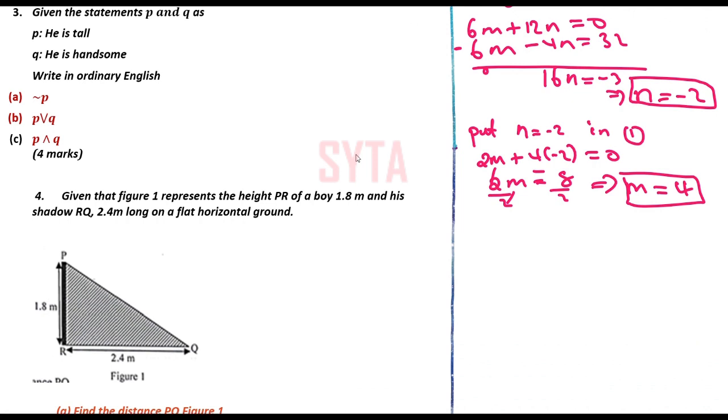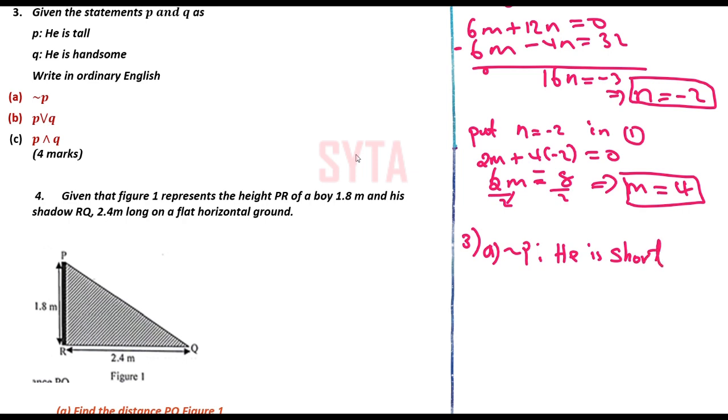We move now to question number 3. Given the statements P and Q as P, he is tall, and Q, he is handsome. In ordinary English, A, not P. So this stands for not P. It's actually the converse of the statement P, in other words, the opposite of the statement P. Now, if a statement is saying that he is tall, what then is going to be the opposite? What is the opposite of tall? The opposite of tall is just short, so we are going to write that he is short.